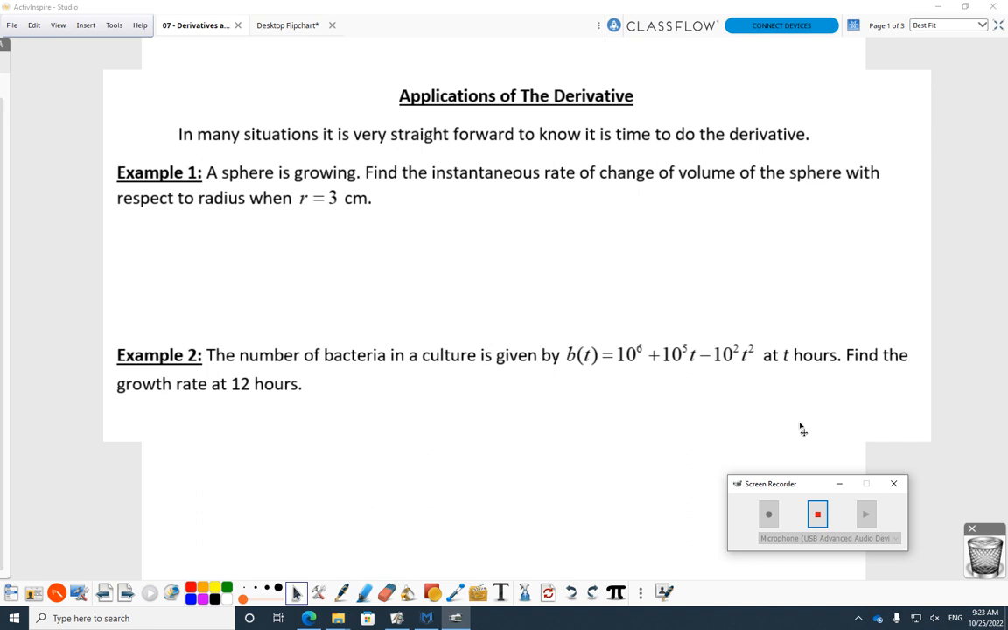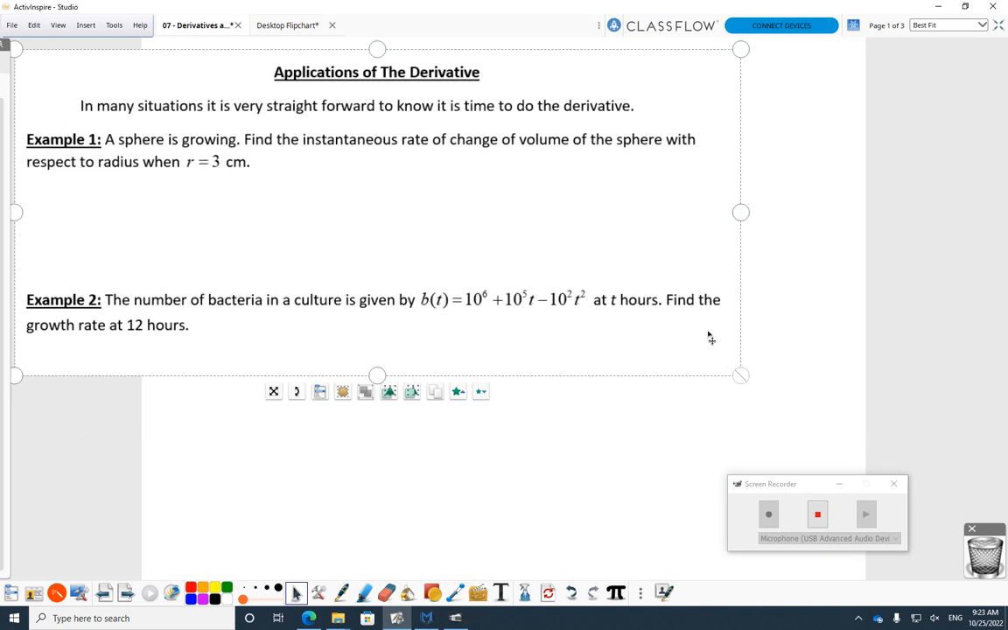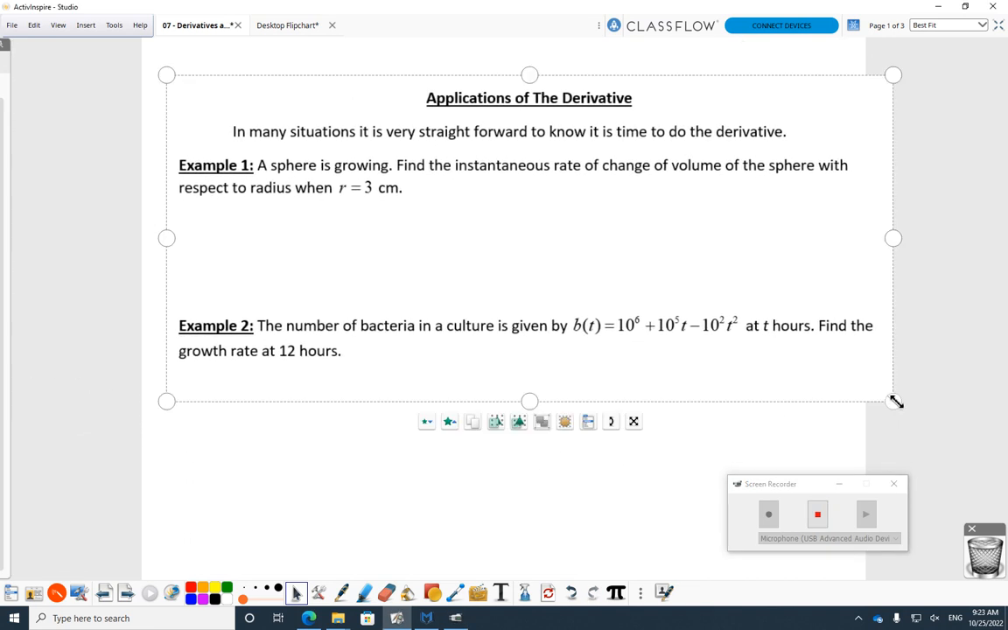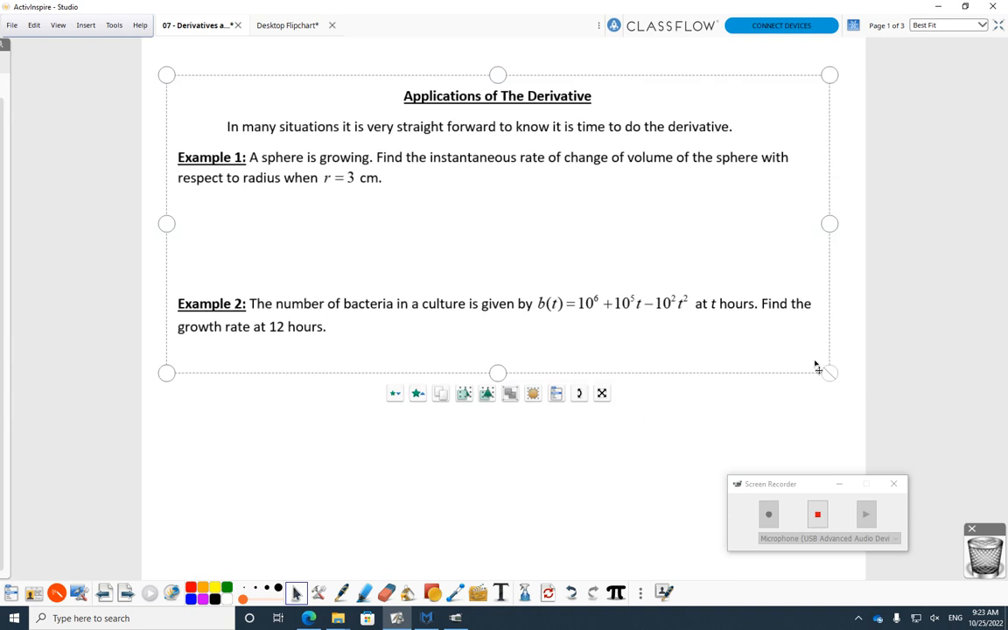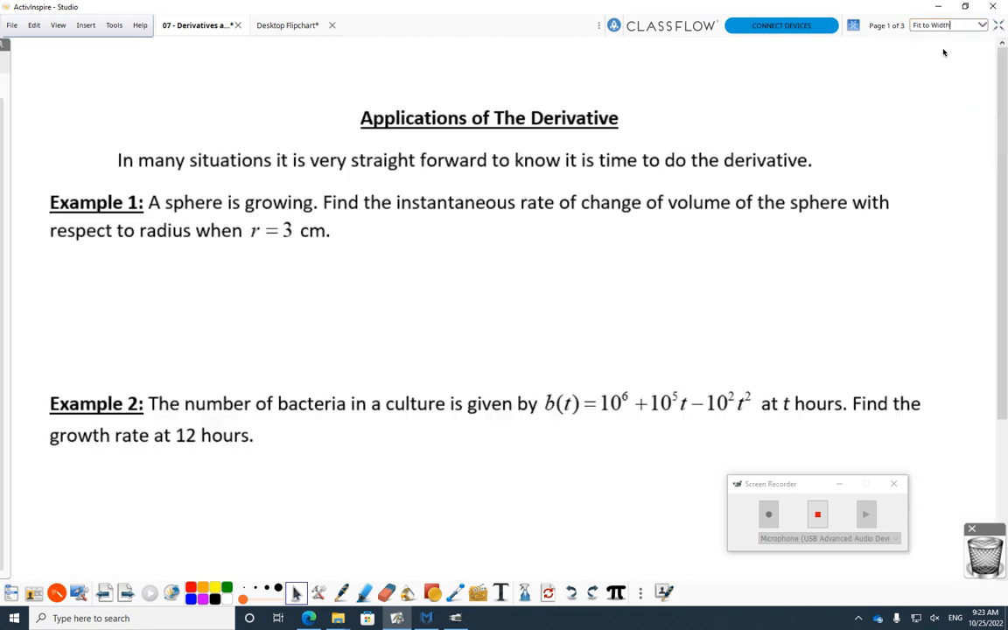This says applications of the derivative. I'm already unhappy with this situation. Let me just move this around a little bit. And fit that to width. There, that's better. Now I'm happy.